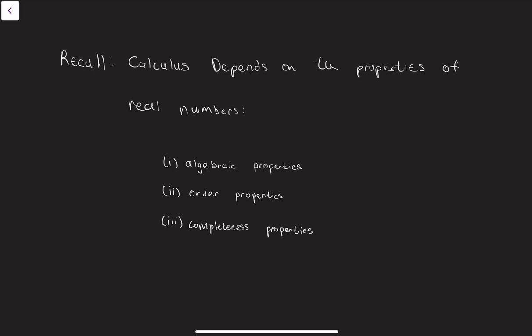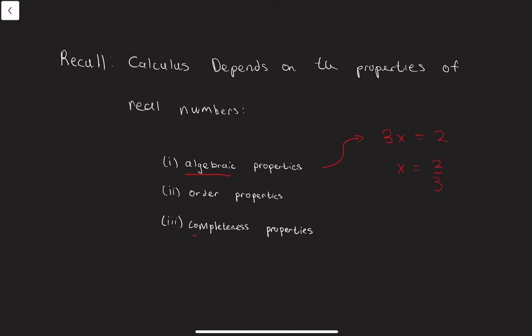Recall in our previous discussion, we said that calculus depends on the properties of real numbers. But what are these properties? You've probably already seen algebraic properties before. When learning basic arithmetic or algebra, you learned that if you had an equation such that 3x is equal to 2, we could divide real numbers to find our solution, such as x is equal to 2/3. The algebraic properties roughly state that we're able to add, subtract, multiply, and divide real numbers and preserve arithmetic.